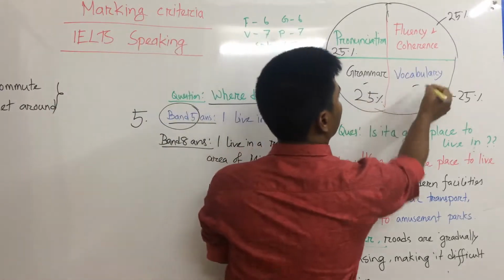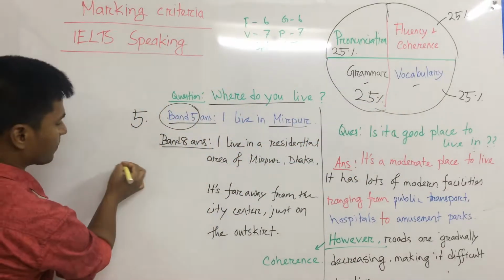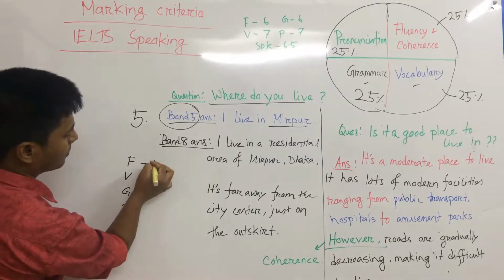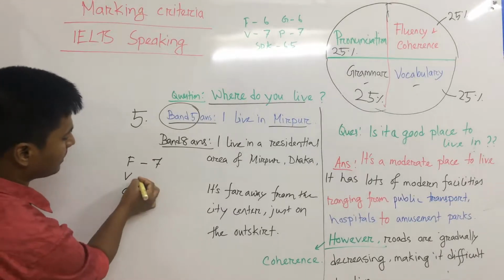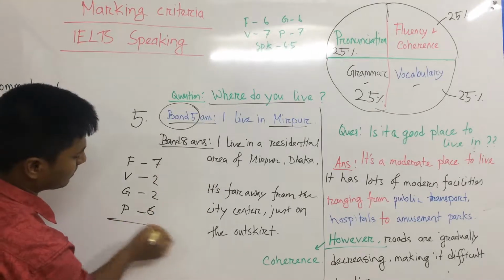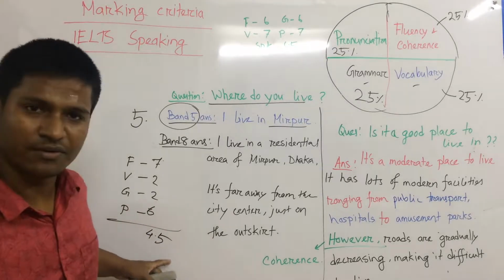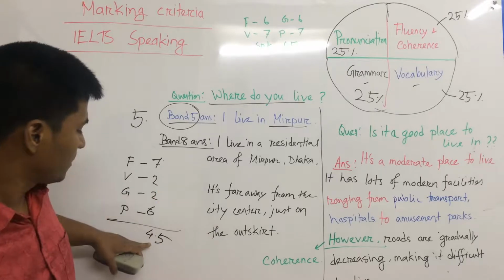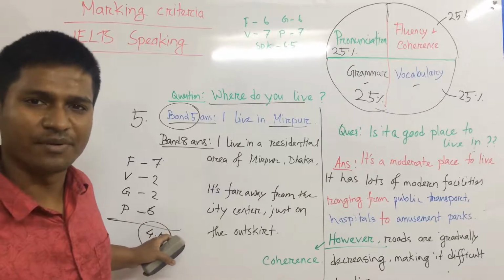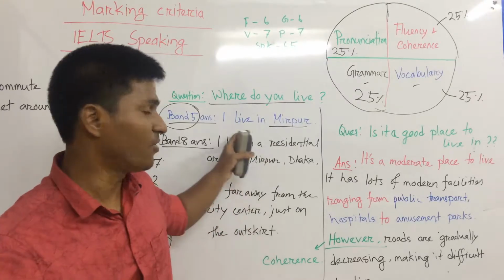So this 50% mark you got, maybe here you got maybe 7, but in this case you got maybe 2, here 2, and here maybe your pronunciation is good, so say 6. Then what? 13, 15, 17, so nearly 4.5, maybe 4.25. So you can see your speaking score is nearly 4.5 because of this small answer.